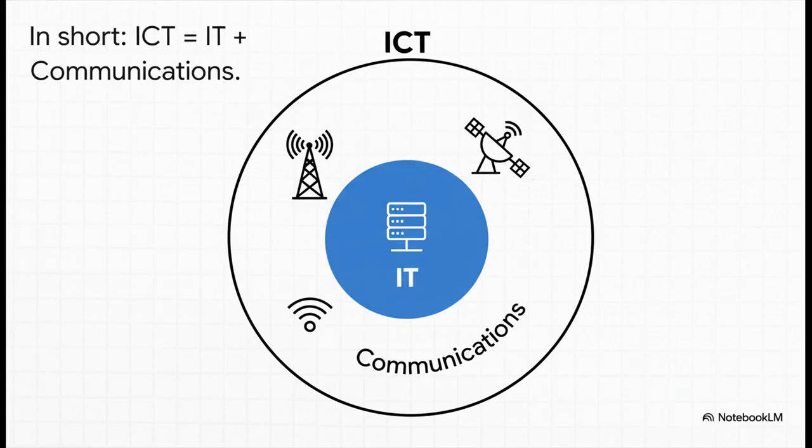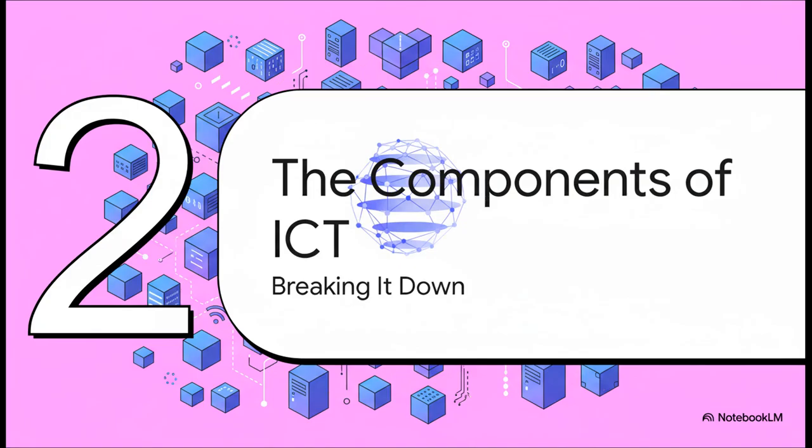If IT is all about creating and managing information on computers and networks, ICT is the whole framework. It's the IT part plus all the ways we actually send that info out into the world. Phone lines, wireless signals, you name it. Okay, so if ICT is just IT plus communications, what's actually in the box? To really get it, we need to look at the core building blocks. What is this whole digital universe actually made of?